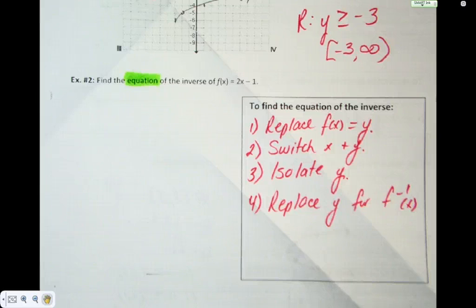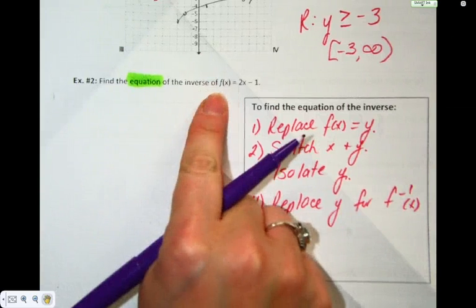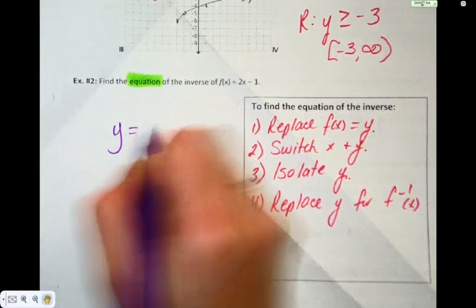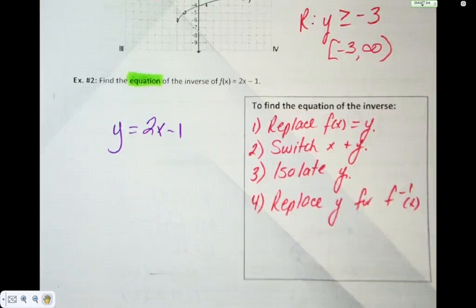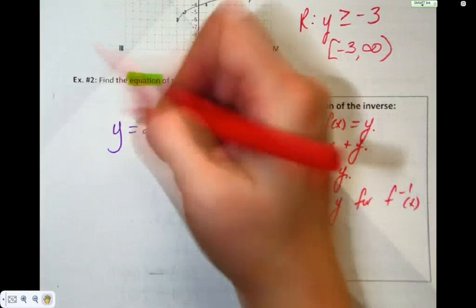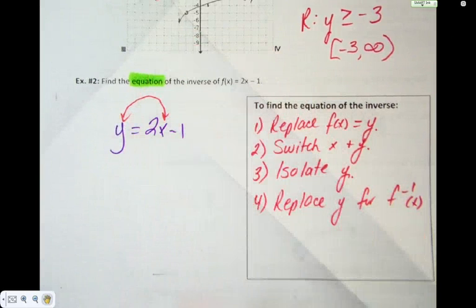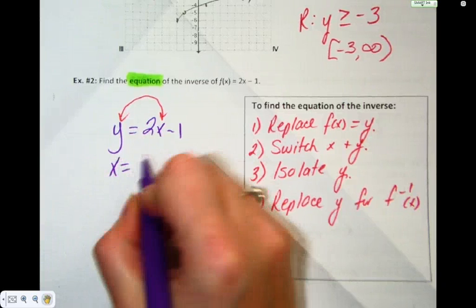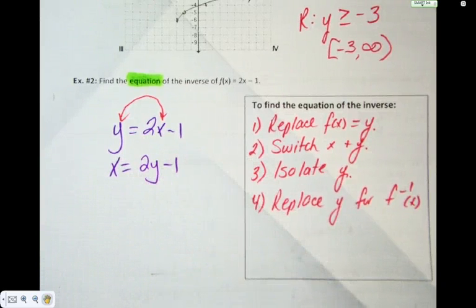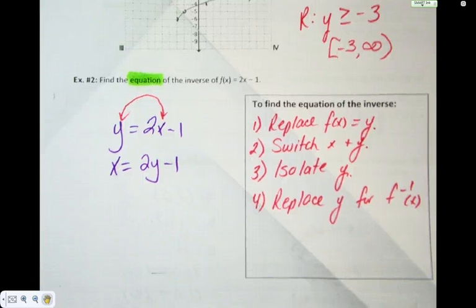So all we're doing here is algebraically what we just did graphically. We're physically flipping the x and y's. We're just doing it with algebra instead of drawing a graph. Okay, so step number 1, f of x comes out, y goes in. Step 2, we're going to physically pick up x and y and change their place. Nothing else is going to move. So x comes to the left, y goes to the right. Didn't change any of the numbers, just physically swapped x and y.